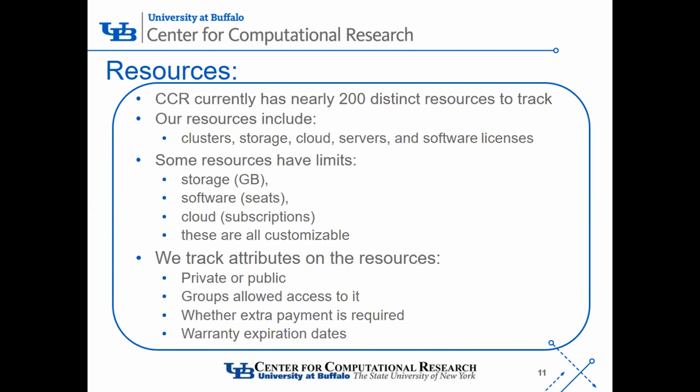So as far as the resources go, like I said earlier, for CCR we have over 200 distinct resources that we need to track. That includes clusters, storage, servers, and software licenses. Some of the resources have limits, like a storage resource would have a limit of either gigabytes or terabytes. Software has a seat limit. Cloud has subscription limits. And all of these are customizable. This is how we use ColdFront, but we've tried to make it as easy to customize as possible for any center, even a non-HPC center, who might be able to use something like this.